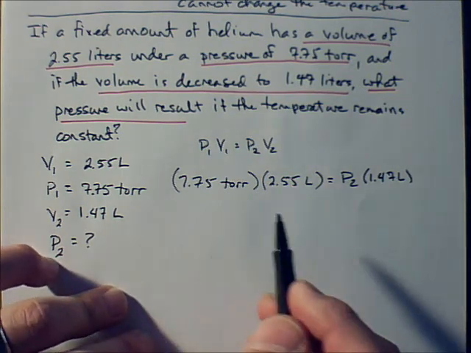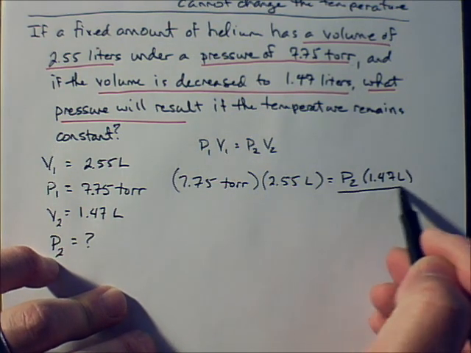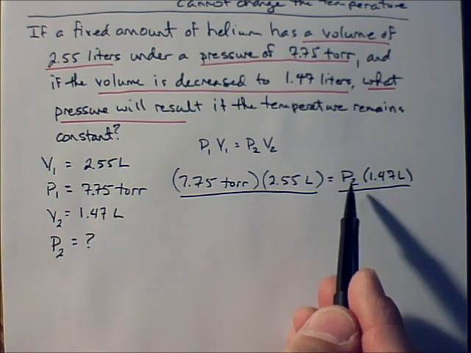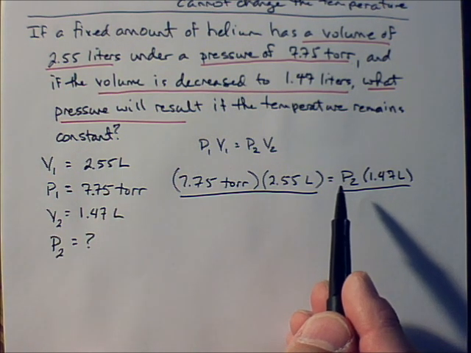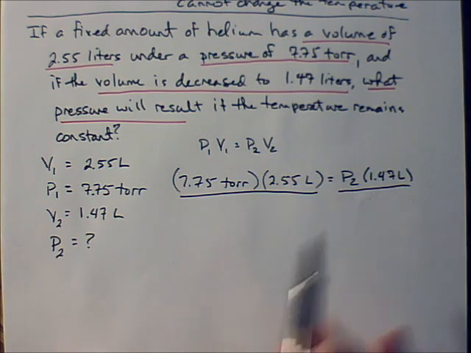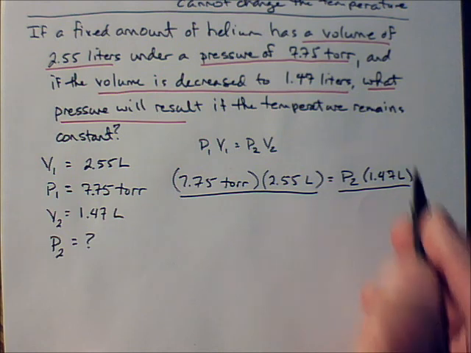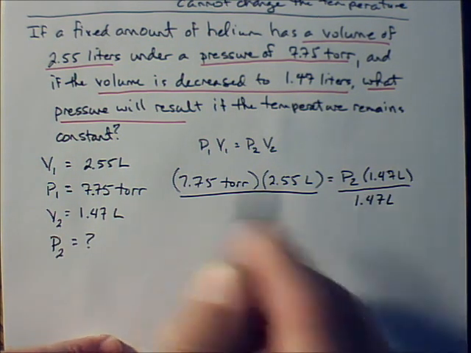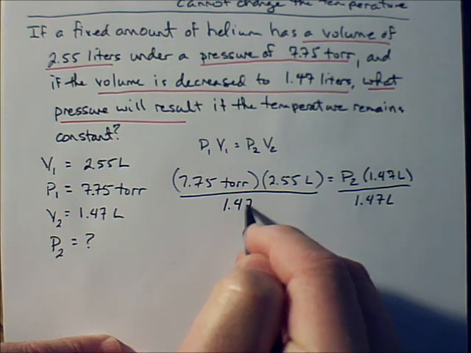What we're going to do is we're going to use a process called isolating the unknown. Well, the P2 is our unknown. And the way you isolate it is to divide both sides of the equation by the thing that unknown is multiplied by. So we're going to divide by 1.47 liters on both sides. Okay?